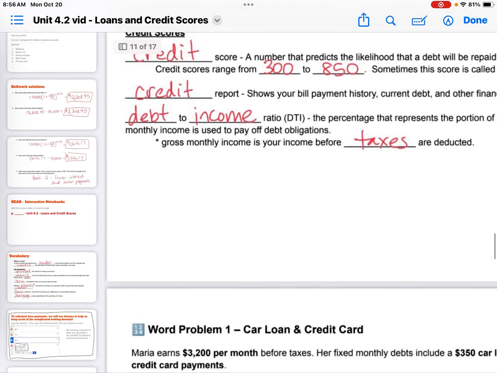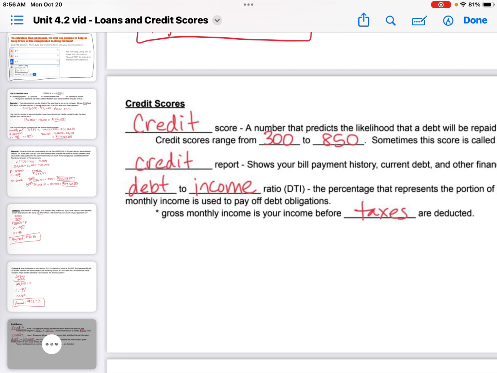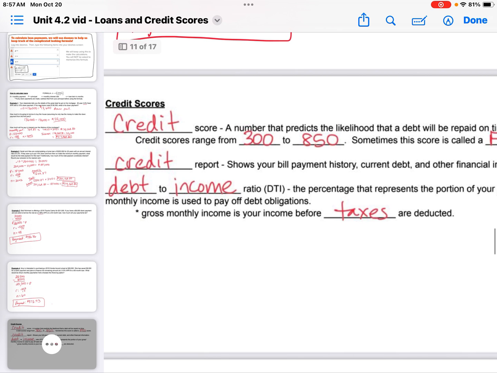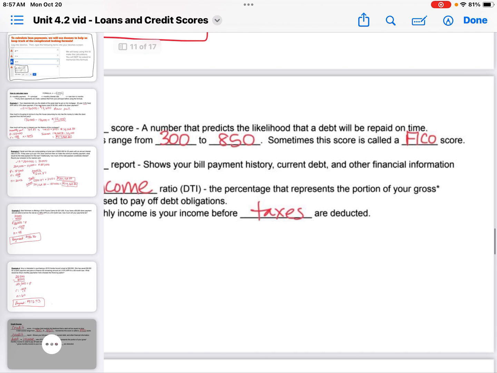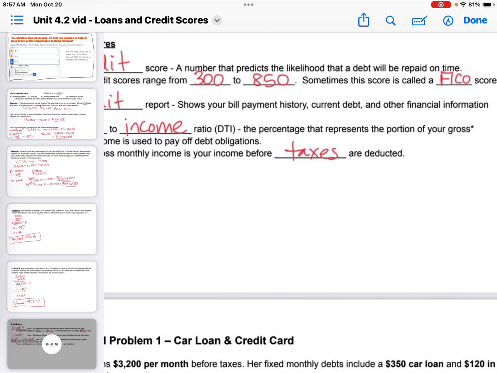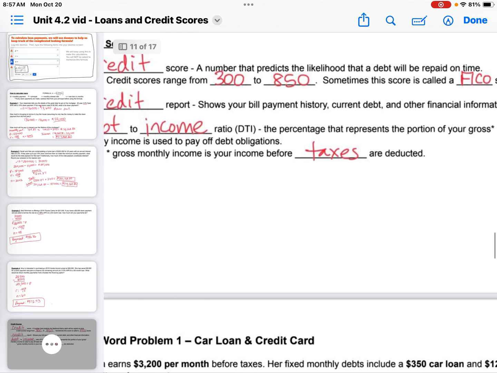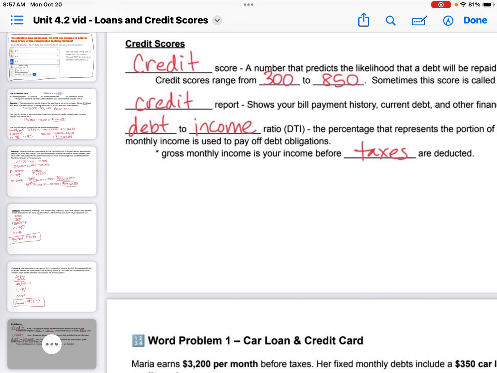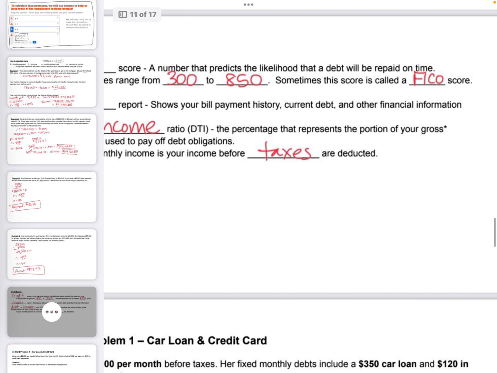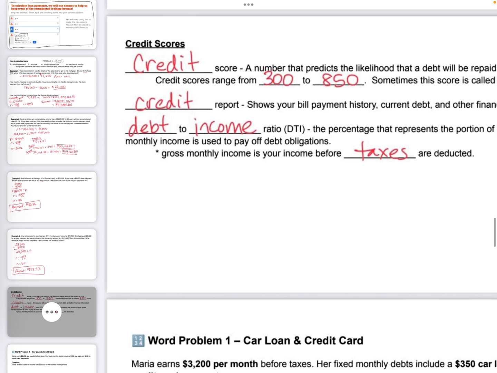Okay. All right, now, based on all this, another aspect of this that you will need to be aware of is credit scores, okay? So a credit score is a number that predicts the likelihood that a debt will be repaid on time, okay? So when we're looking at credit scores, they range from 300 to 850. You might also hear this called a FICO score. You can also pull up a credit report, which shows your bill payment history, current debt, and other financial information. And then you could calculate what's called your debt to income ratio, or DTI. All right, this is the percentage that represents your portion of gross monthly income that is used to pay off your debts.